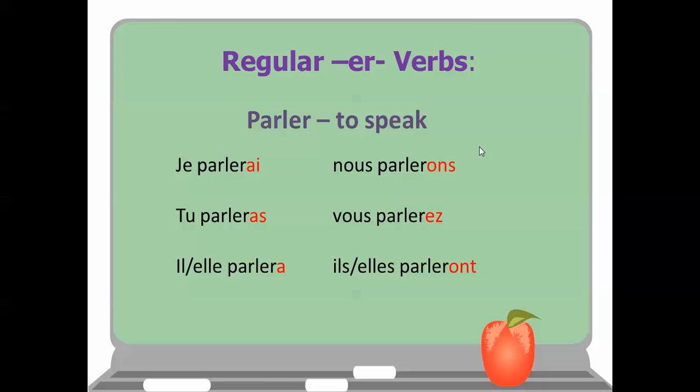Okay, so now that you know what the endings are, let's see what they look like when you put them on the end of an infinitive. For regular ER verbs like parler, notice that the stem, the infinitive, is in black, and the endings are in red. Je parlerai, tu parleras, elle parlera. Pay attention to the pronunciation, because when I pronounce this word right here that I'm pointing to, parler, that ER sounds like a long A. But when you add another syllable onto the end of parler, that changes the pronunciation. Notice what I say. Parlerai. Nous parlerons. Vous parlerez.